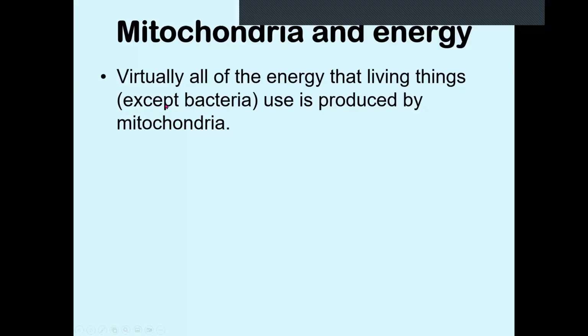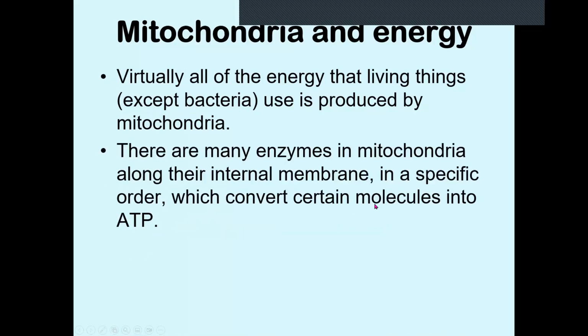So bacteria don't have them. They produce the energy in a slightly different way. So there are lots of enzymes in the internal membrane, like I just showed you, and they're in a very specific order, and they convert the various molecules into ATP.